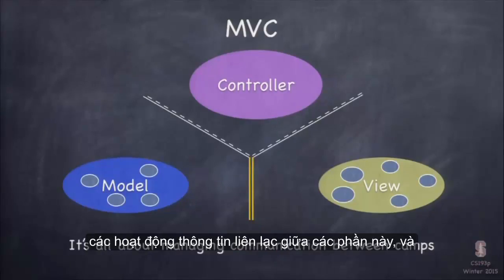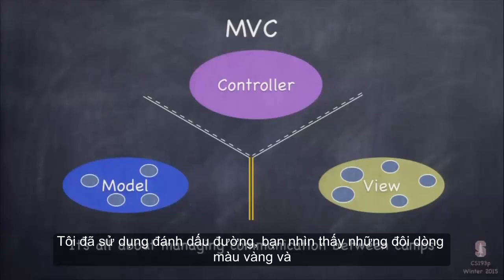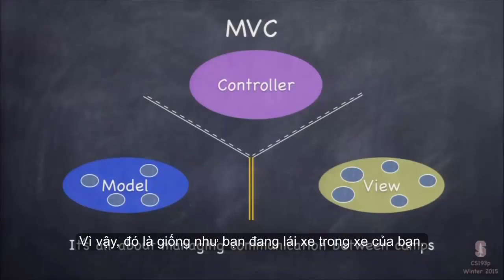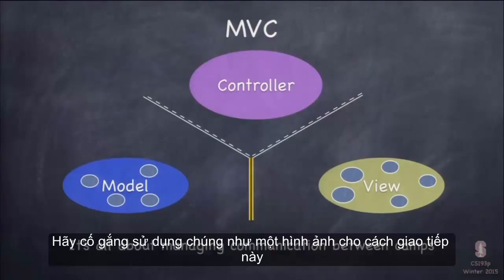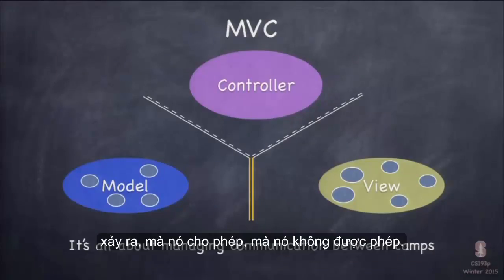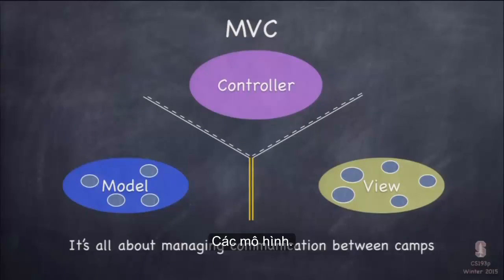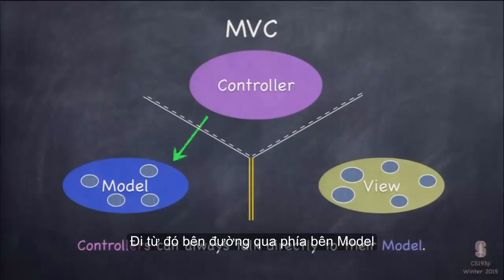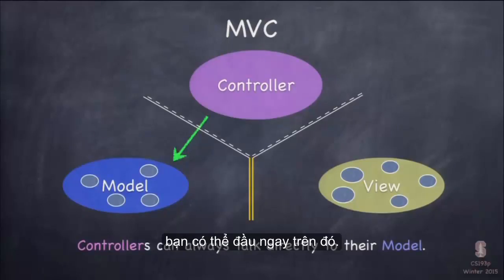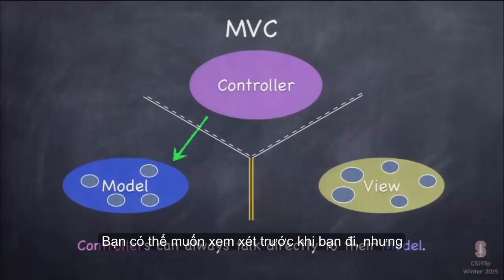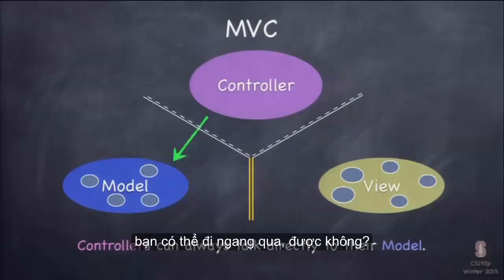And so I'm going to try and summarize how the communication works between these camps, and I've used road markings. You see the double yellow line and then the dashed white line, so that's like you're driving in your car. Try to use them as an image for how this communication happens, where it's allowed, where it's not allowed, okay? So let's talk about the controller talking to the model. Okay, well, going from that side of the road over to the model side is a dashed white line. In other words, you can head right across there. Probably want to look before you go, but you can go right across, okay?